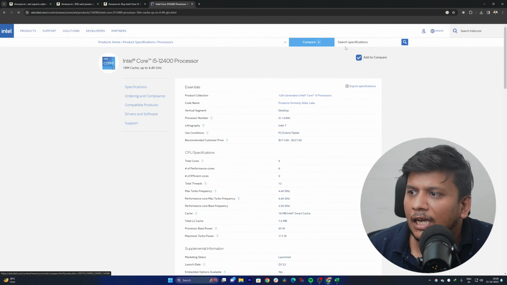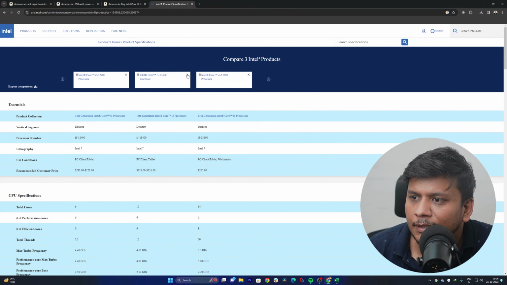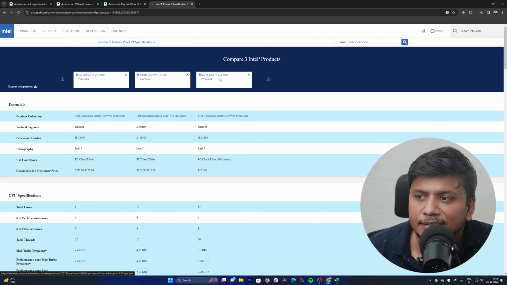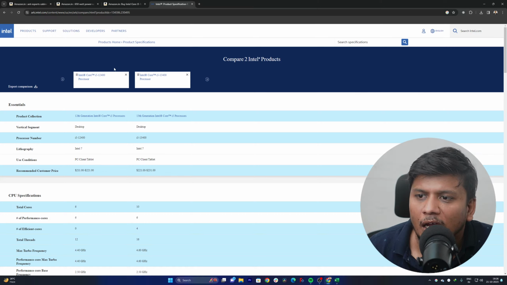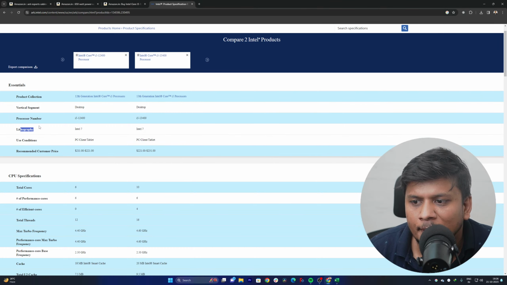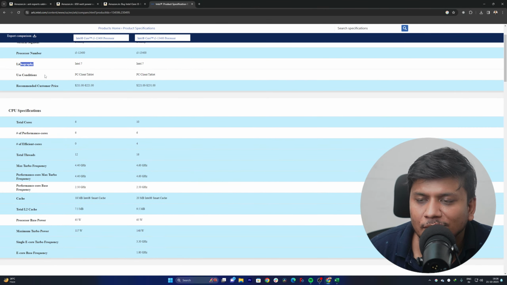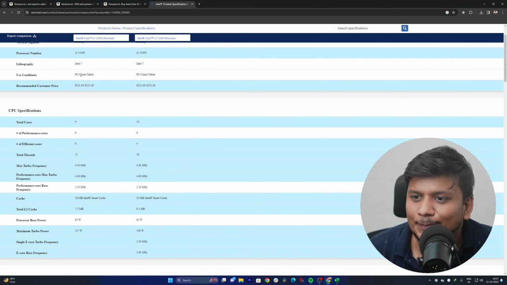Okay, and I also would like to compare it with Intel, not with 136, Intel 13th generation, which is the latest one. I would like to compare it with the 13th generation, same model, which is the 13400. So here you will see the lithography is the same, which means that both these processors have a 10 nanometer lithography. Intel calls it Intel 7, which is very confusing.